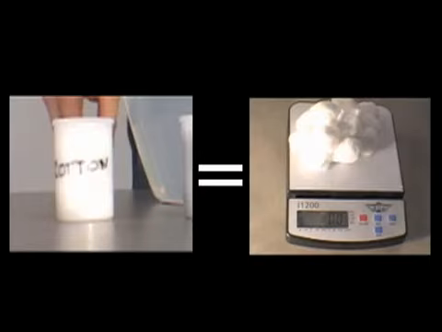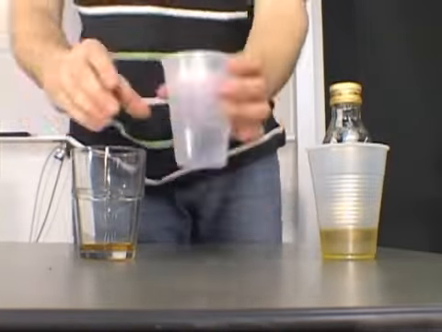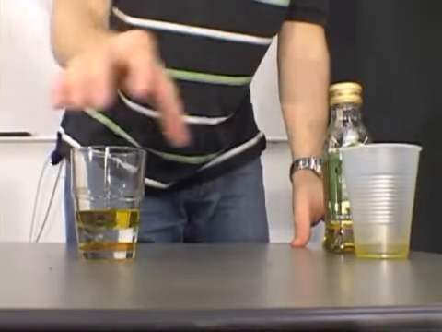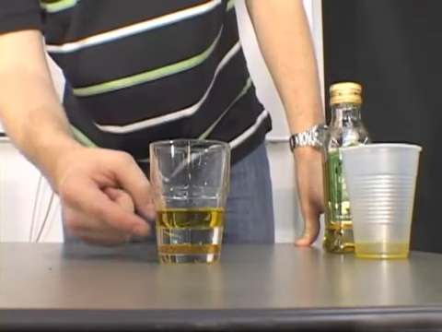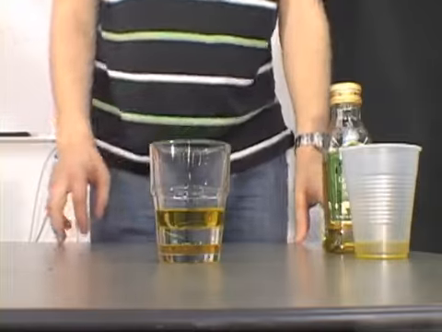Finally, in this last experiment, I'll combine equal parts of honey, water, and oil into this glass. And we see 3 layers form. On the bottom is honey because it has the highest density, in the middle is water, and on the top is oil because it has the lowest density.